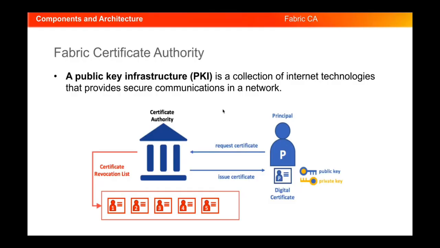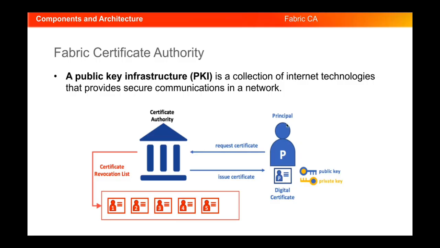In this section, we are going to look into another component, which is Fabric Certification Authority. Before getting to Fabric Certification Authority, there is a term, Public Key Infrastructure or PKI. A public key infrastructure or PKI is a collection of internet technologies that provides secure communications in a network. If you see the diagram shown here, the PKI constitutes the certification authority and other internet technologies as well to provide secure communication.